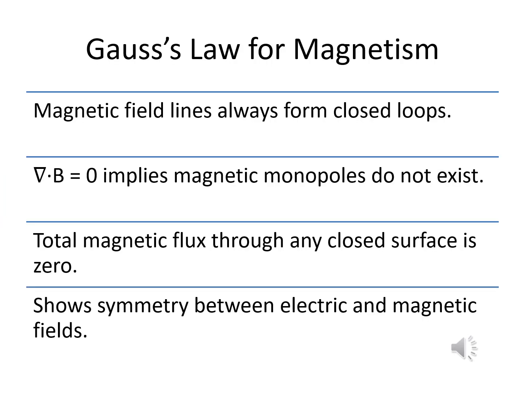Gauss' law for magnetism. The magnetic field lines always form closed loops. The law implies that magnetic monopoles do not exist. Total magnetic flux through any closed surface is zero. And finally, this indicates the symmetry between electric and magnetic fields.